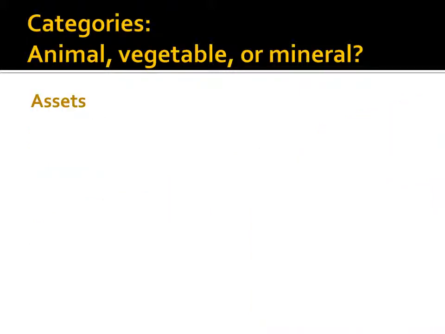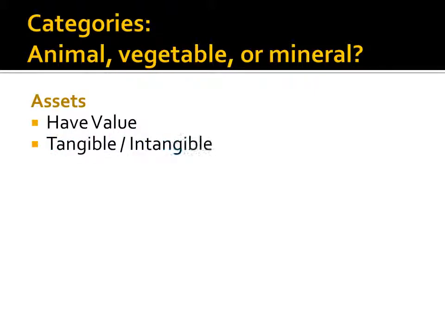So let's talk about assets. Assets are something that have a value. They have a measurable value. They can be tangible or intangible. For example, a trademark or copyright or patent may be very valuable, but you can't touch it or see it. Tangible assets are easier to understand: cash, equipment, buildings, tables and chairs, things like that.